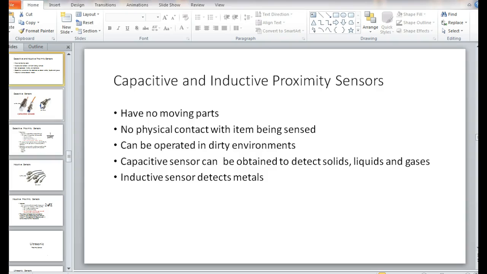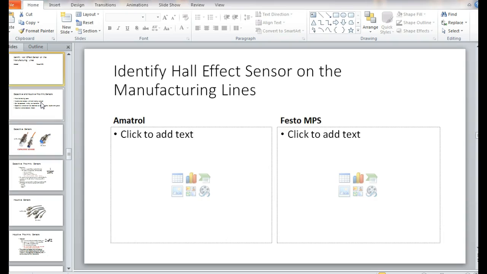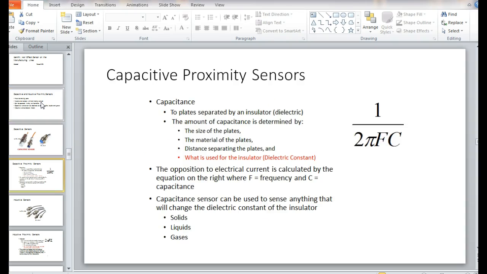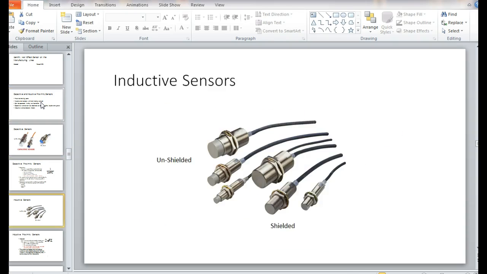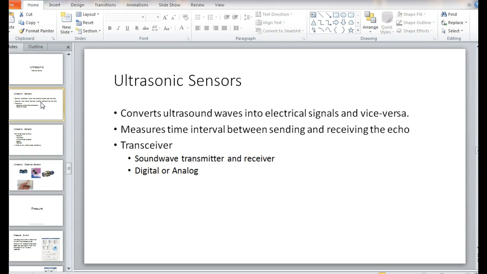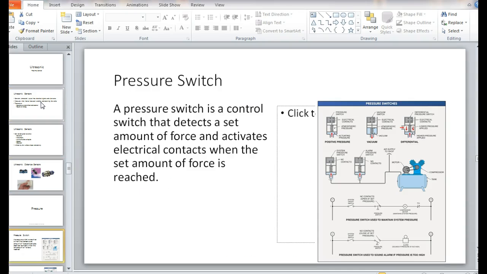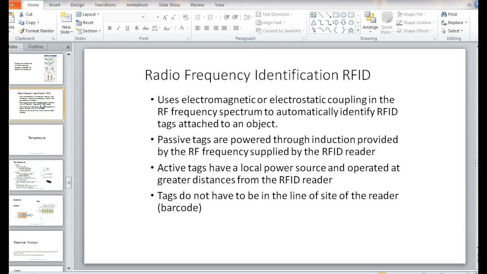And of course on our diagrams they use the same symbol, so a Hall effect and a reed use the same symbol. It's just a Hall effect will have 3 wires and the reed will have what? 2. I talked about inductive and capacitive, everybody okay there? I looked at ultrasonics. Talked a little bit about pressure.